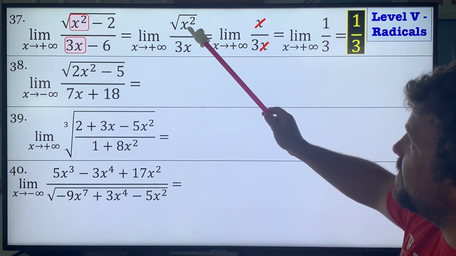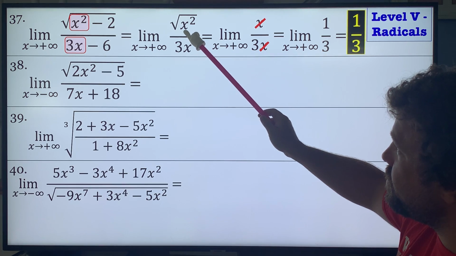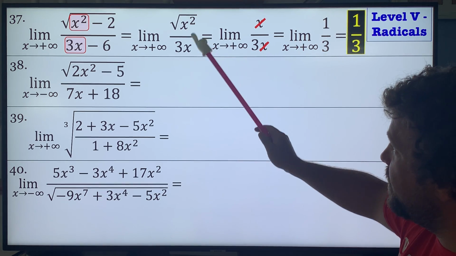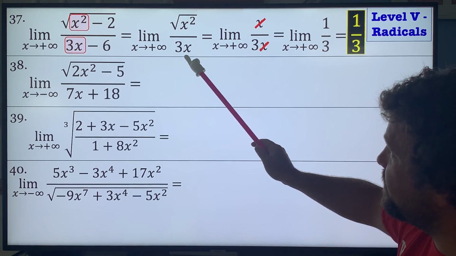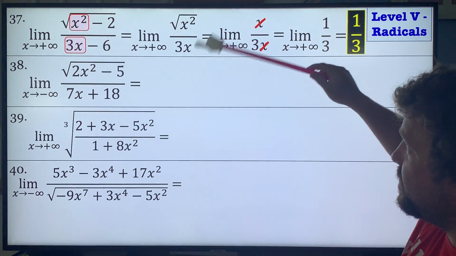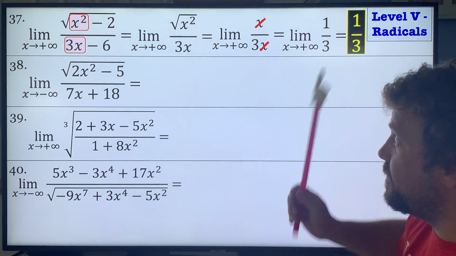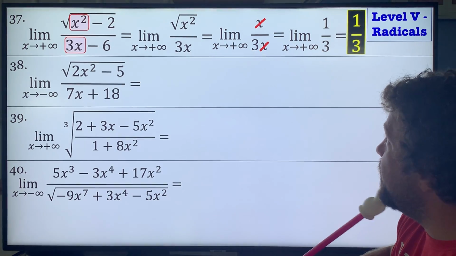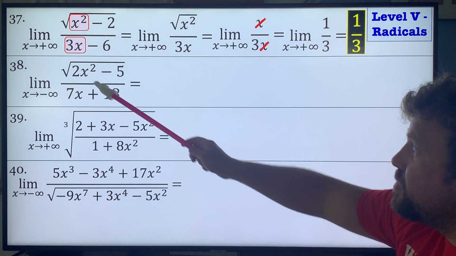If you plugged in infinity too fast here, you would have just got infinity over 3 times infinity, which you couldn't do anyway, so you shouldn't. You always have to reduce the x out of the top or bottom before you do it. You can't just start plugging infinities in.